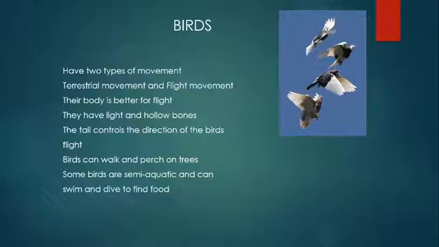Now, the center of their body, their bones are covered by a very strong muscle, like their chest. And that allows their wings to flap up and down, and for them to actually fly. Now, the tail controls the direction of the bird in flight. And birds can walk and perch on trees. That's why we say that they have terrestrial movements, because they can actually stand and walk around on the ground.